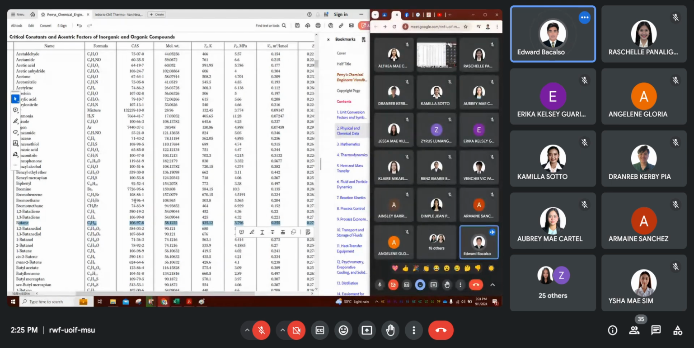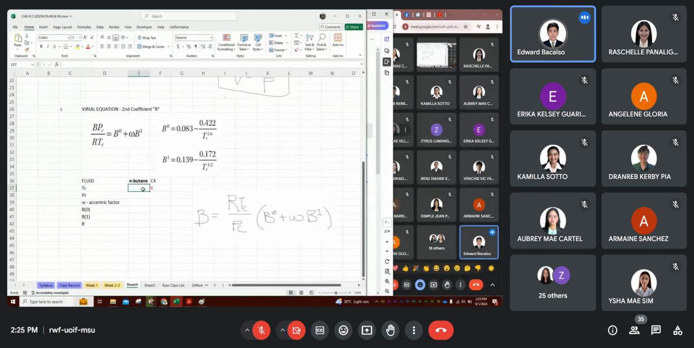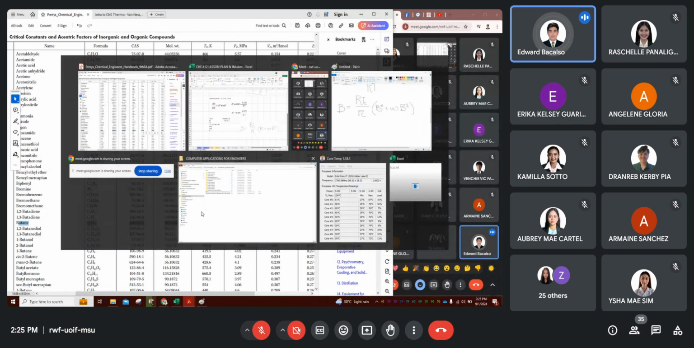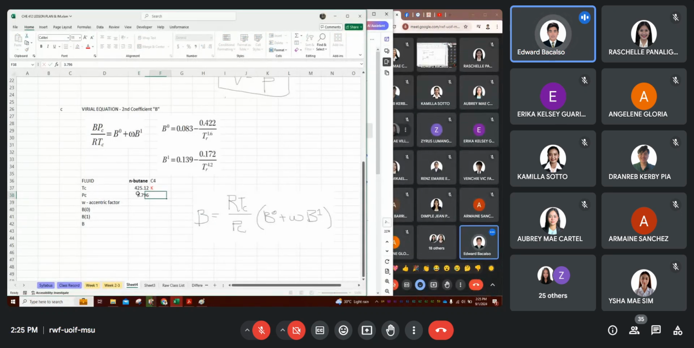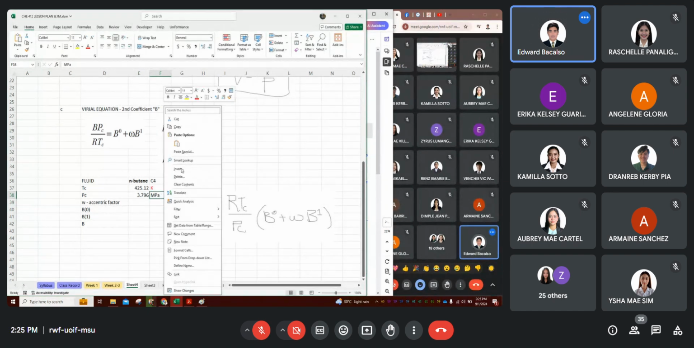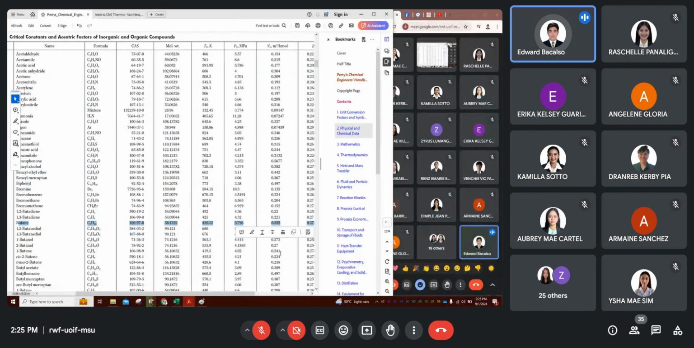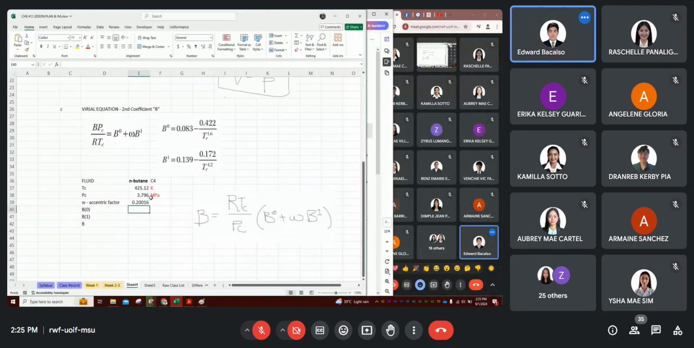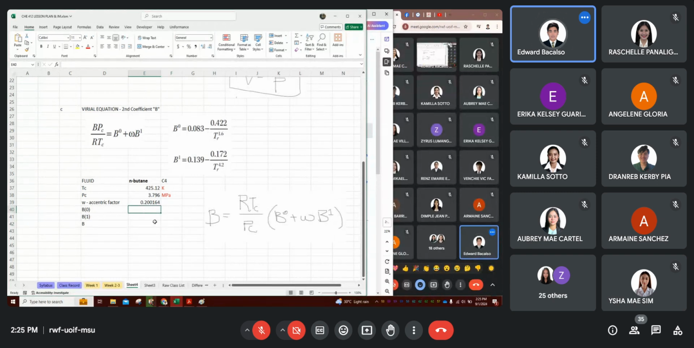TC is 425.12. Then PC. PC is 3.796. So this is MPa. Megapascal. Tapos, meron tayong eccentric factor na ito, 0.20016. Okay? And now, with these three data, kaya nating masolve na ang B0 and B1.